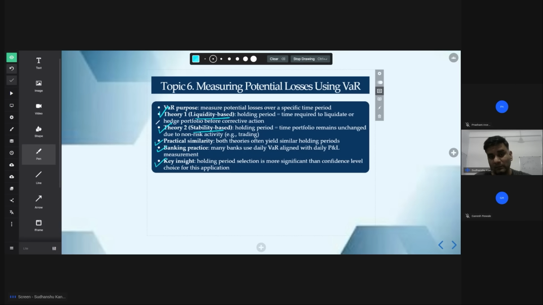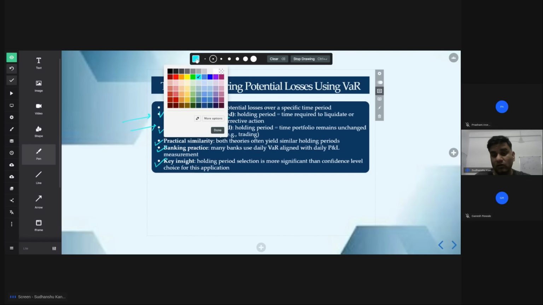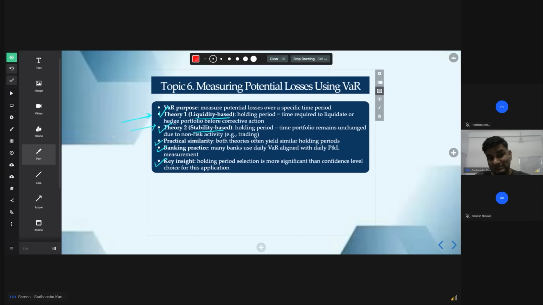So please keep in mind, holding period is very important, even much more important than your understanding of the confidence level. Very important, guys. A lot of people don't understand this, but this is very important, more significant than your confidence level.